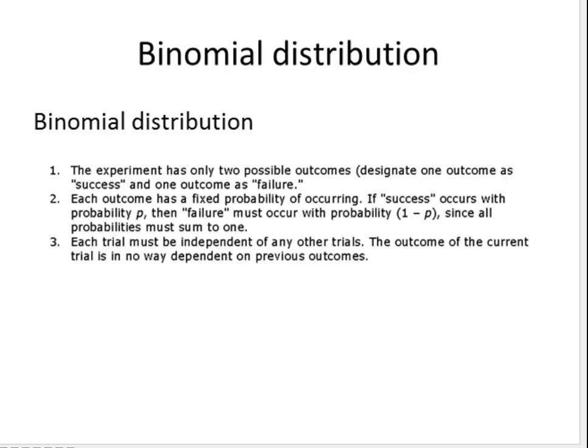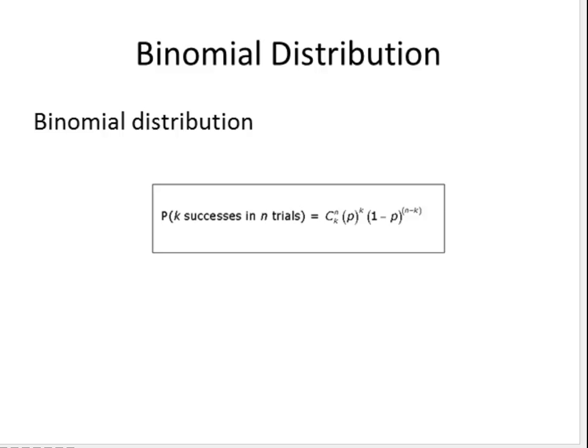And each trial must be independent of any other trials. They cannot be dependent on each other. So those are the rules. You have two possible outcomes, success or failure. The probability of success is P. The probability of failure is 1 minus P. And the trials are independent of each other.